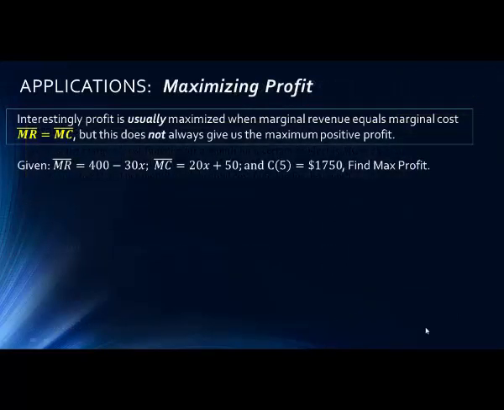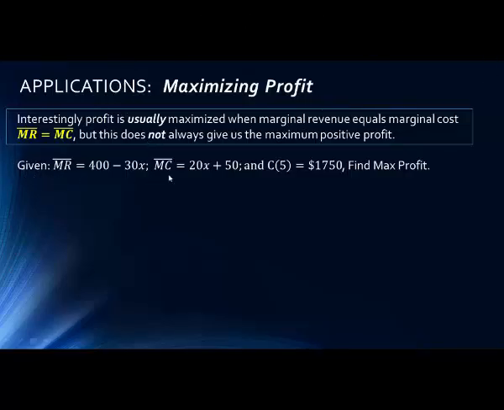An interesting thing happens is that if we set marginal revenue equal to marginal cost, usually this is the point where the profits are maximized. Now, it doesn't always happen that way, but it usually gives us the maximum positive profit. So let's look at a problem for this. So again, this is something you want to pay attention to. It's in yellow here. When the marginal revenue equals the marginal cost, this is a way of maximizing your profit.